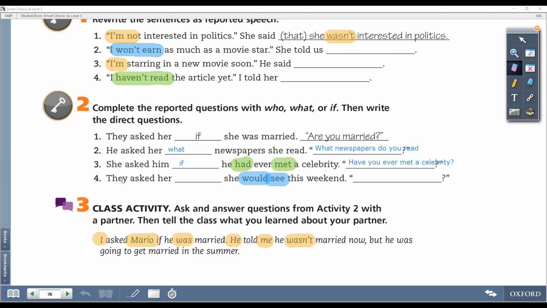Now, the next one. They asked her who she would see this weekend. Which pronoun should I use? Yes, very good. Who? So they asked her who she would see this weekend. So as it's would, I have to use the sentence in the simple future in direct speech, okay? So the question is, who will you see this weekend?